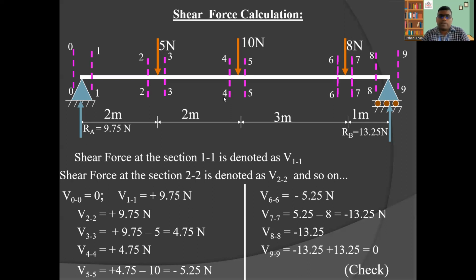Now coming to section 4, it will be the same as the value in section 3. And let's come to section 5.